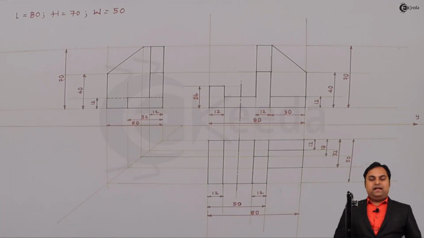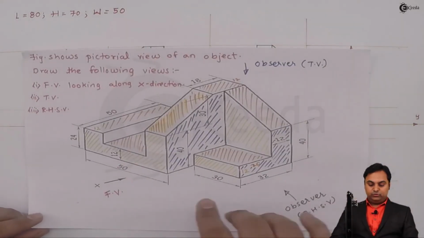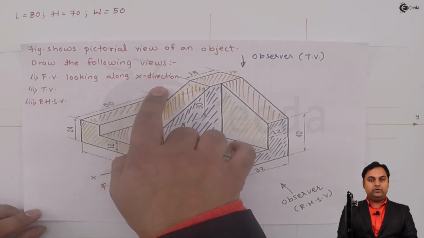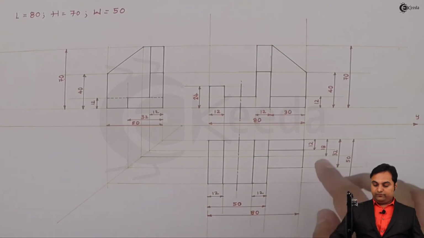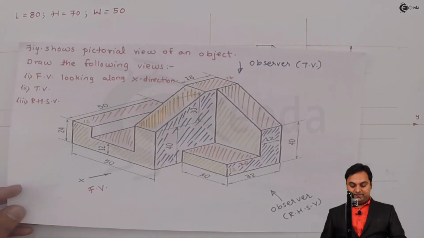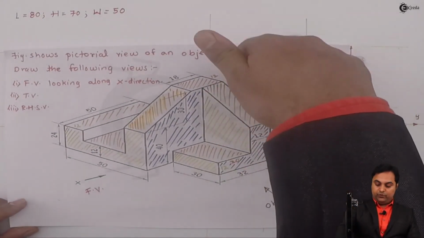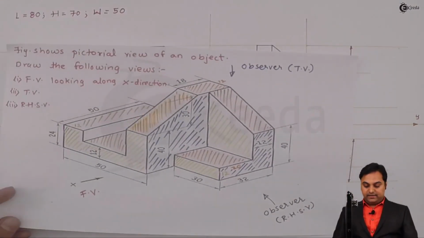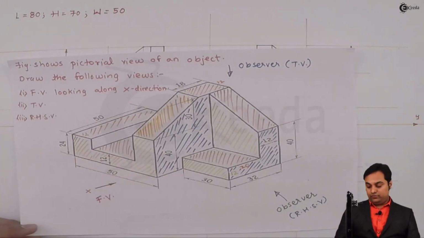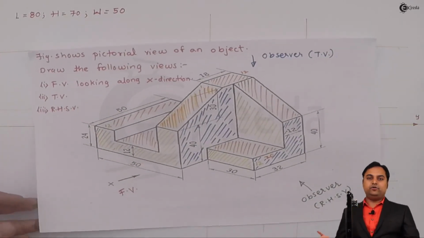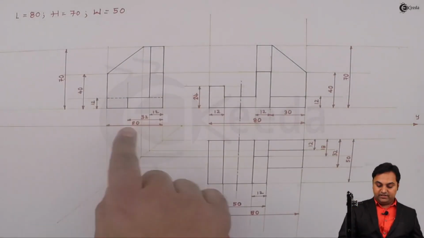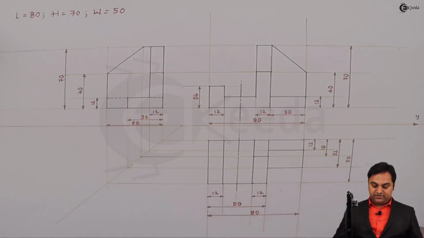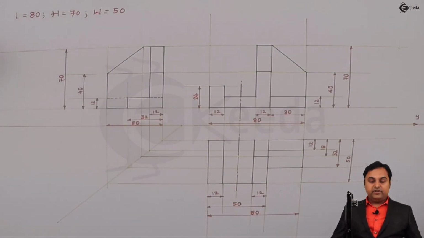So here, as mentioned in the question, we had to draw the following views. Front view looking along x direction. So this is the front view looking along x direction. Next, top view. So I have completed the top view here. And at last, it was right hand side view, that is looking from right hand side and drawing it on left hand side by first angle method of projection, and with this we complete the problem.